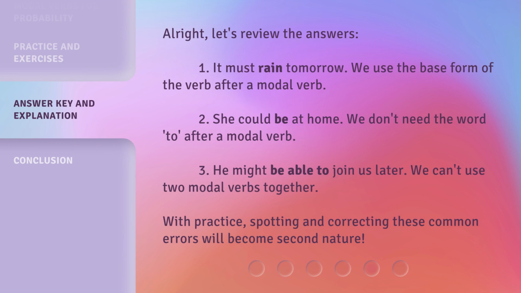Alright, let's review the answers. 1. It must rain tomorrow. We use the base form of the verb after a modal verb. 2. She could be at home. We don't need the word to after a modal verb. 3. He might be able to join us later. We can't use two modal verbs together. With practice, spotting and correcting these common errors will become second nature.